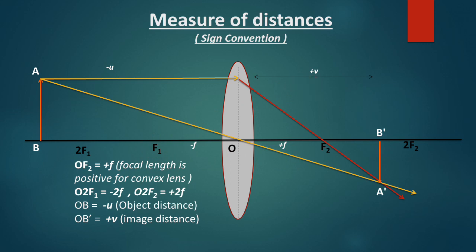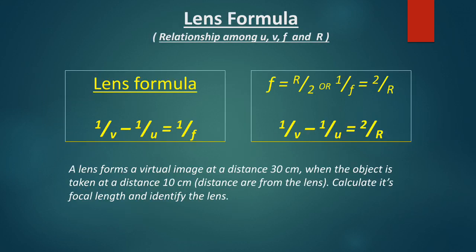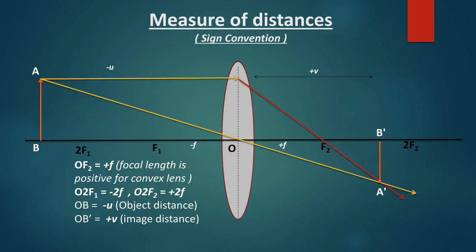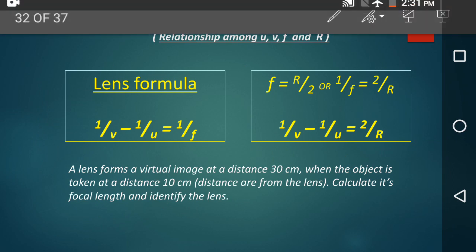Correct. Now one more thing, we have a convex lens here. For the convex lens, the focal length is always positive. So this OF2 we will take as the focal length of the convex lens. For a convex lens, focal length is always positive. And for a concave lens, we will take the focal length as negative.